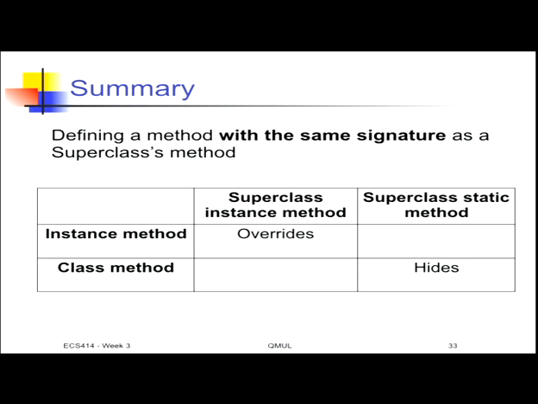So we have this similar phenomenon. When we have a subclass and a superclass, we can use the same signature of a method in the subclass and superclass. If we are talking about instance methods, then this phenomenon is called overriding. If the methods are class methods, the phenomenon is called hiding.